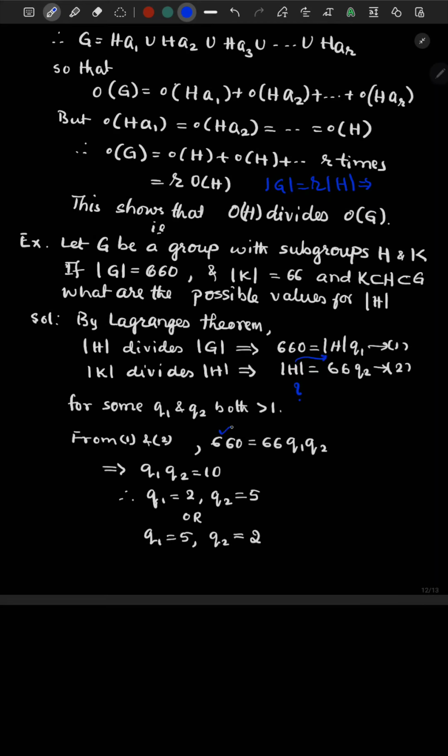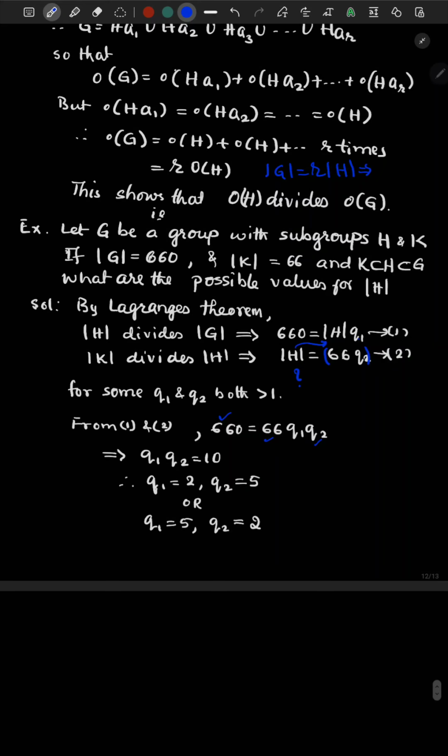So 660 is equal to, the order of H is replaced by 66 q2, here q1 is there. So 66 q1 into q2. So q1 q2 must be 10, then only it becomes 660. So the factors of 10 are 2 and 5. So one possibility is that q1 is 2 and q2 is 5. Another possibility is q1 is 5 and q2 is 2.